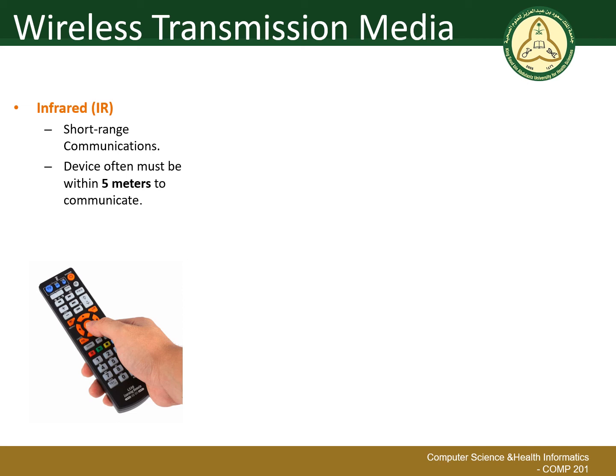Next type is infrared. We're talking about wireless. Since we're done with the wired, now the wireless. Infrared, or IR, has a short range communication, usually around 5 meters. An example is the remote control that we are using.